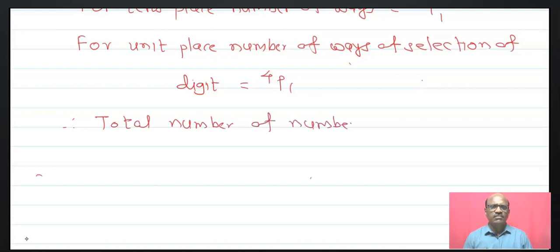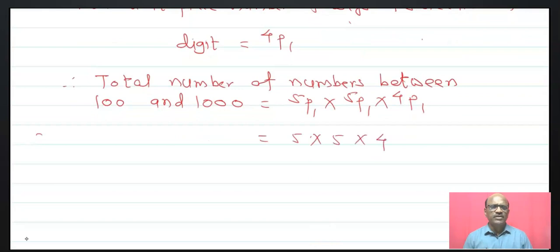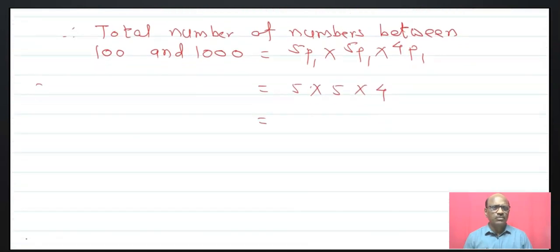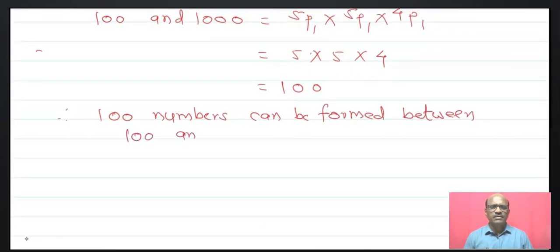Therefore, the total number of numbers between 100 and 1000 is equal to 5P1 into 5P1 into 4P1. That is 5 into 5 into 4, and that is equal to 100. Therefore, 100 numbers can be formed between 100 and 1000.